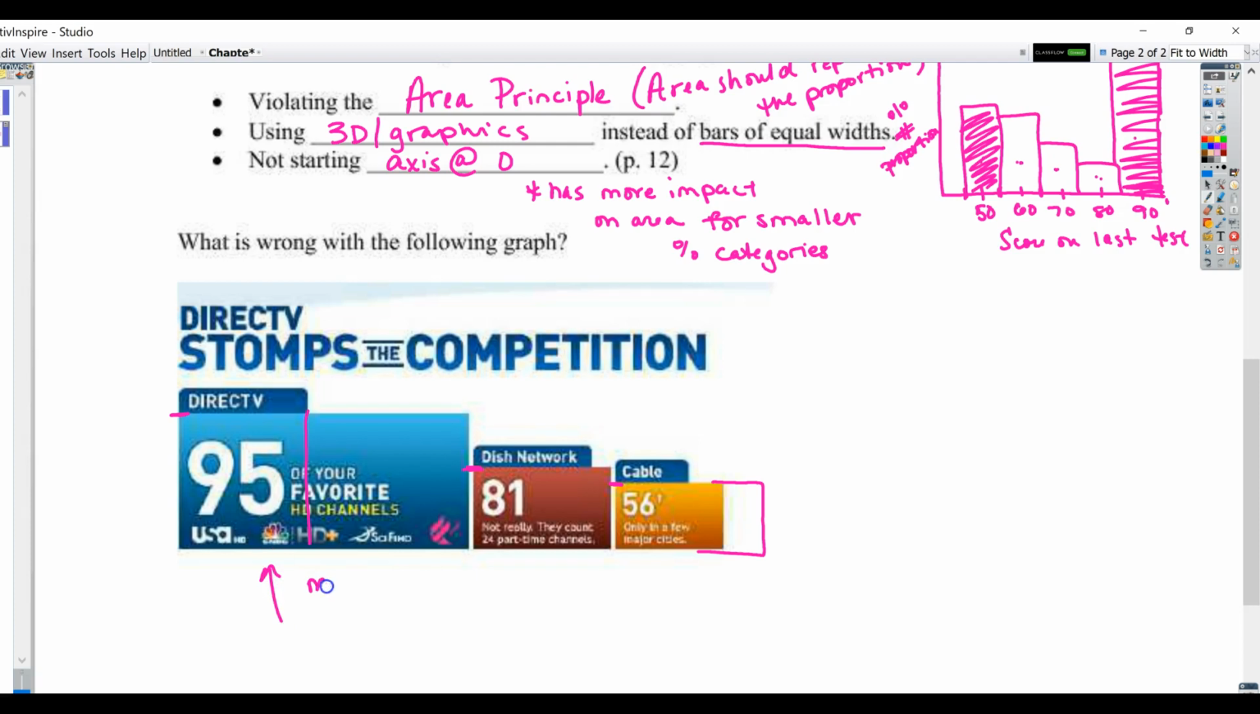So basically it is misleading since the proportion of number of channels is not represented by area. So it makes it look like a huge drop off, and it's really only 95 down to 81. So the area is not representative of the proportion. So that's kind of the biggest thing here. The proportion is not represented by area.